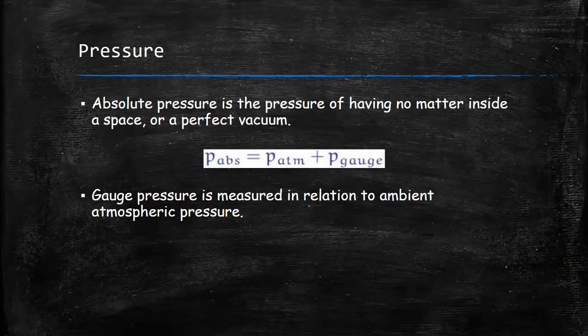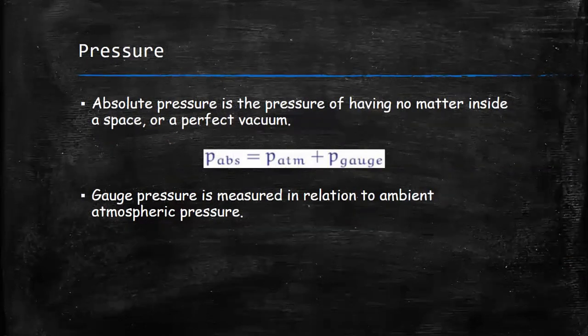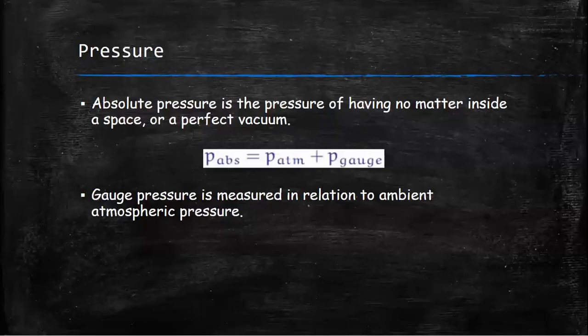So now let's discuss absolute pressure. Absolute pressure is the pressure measured relative to having no matter inside a space, or simply a perfect vacuum. In getting the absolute pressure, it is equal to the atmospheric pressure plus the gauge pressure. So what is gauge pressure? It is measured in relation to ambient atmospheric pressure, usually when we are using measuring devices such as a manometer or barometer.